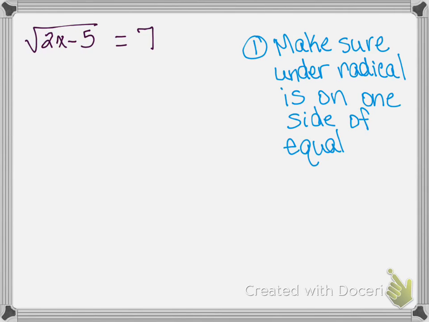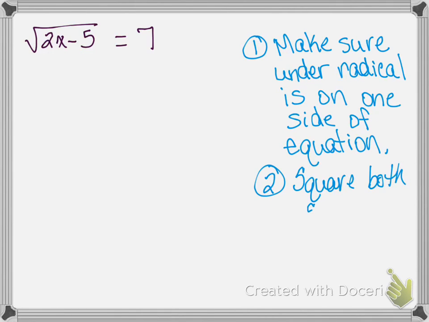Okay? And in this one it is. 2x minus 5 is under the square root. We are taking the square root of 2x minus 5, and it is on one side of the equation. We have to do that first. The second thing that we do is we square both sides. Okay? We square both sides. So that's what I'm going to do now, is I'm going to square both sides.